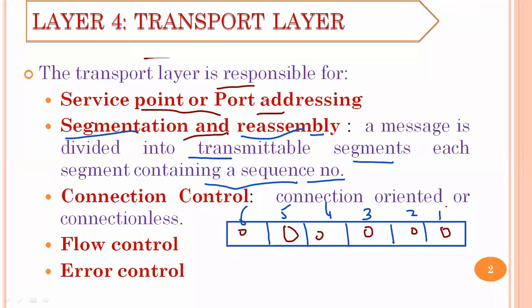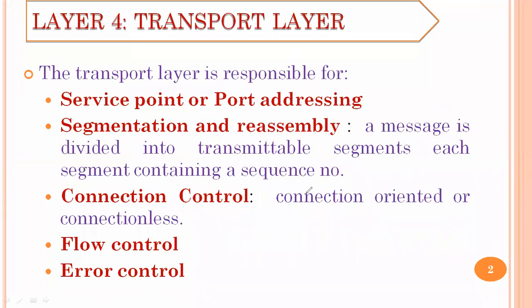Then the transport layer is also responsible for connection control. It will decide whether the data will be transmitted via connection-oriented or connectionless service. Then flow control and error control are there. Can anyone tell me what you understand by flow control? Anyone? What is flow control and error control?